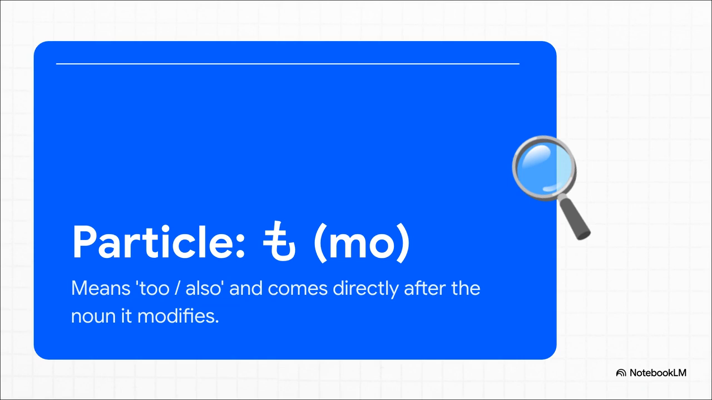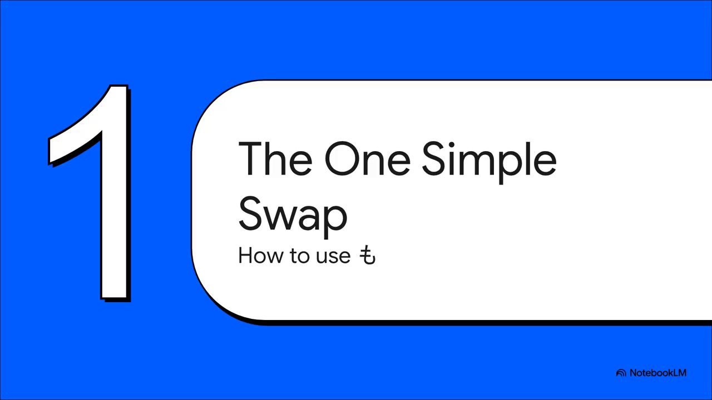Seriously, think of this as your new secret weapon. It means too or also. And the best part? You just stick it right after the noun. It's that easy. Let's break down exactly how it works. Okay, so how do we actually use this thing in a sentence? You might think you have to add a bunch of new words, but nope, it's way easier. It's all about what I like to call the one simple swap.